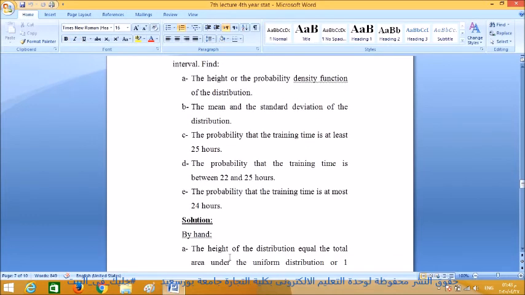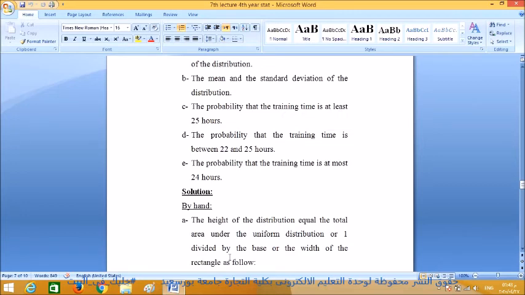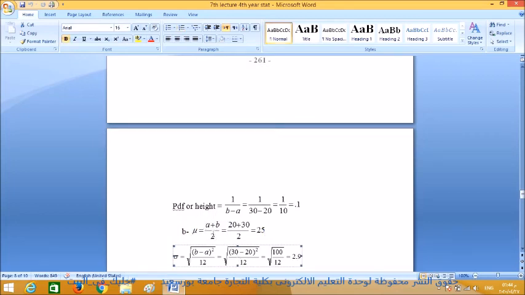Solution by hand. The height of the distribution equals the total area under the uniform distribution, or 1. You know that the total area equals 1 divided by the base, or the width of the rectangle, as follows. This is the height. So the height, or the probability density function P of x, equals 1 divided by (B minus A), 1 divided by (30 minus 20) equals 1 over 10 equals 0.1. The mean equals (A plus B) divided by 2 equals (20 plus 30) divided by 2 equals 25. This is the mean of the distribution.